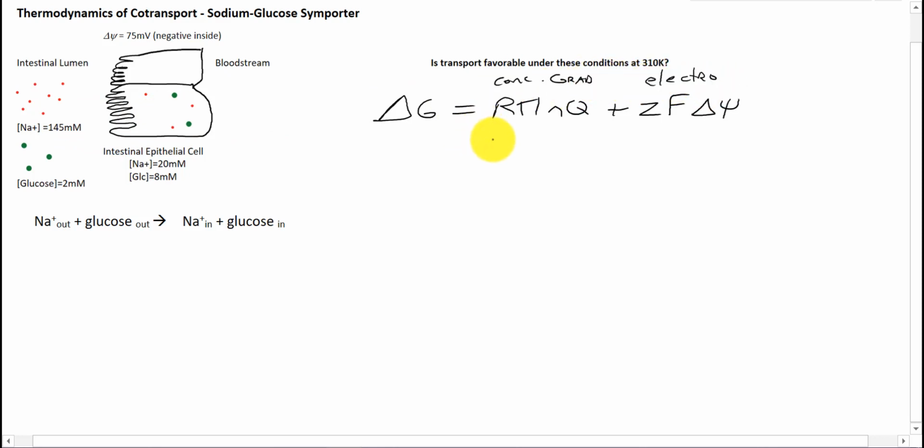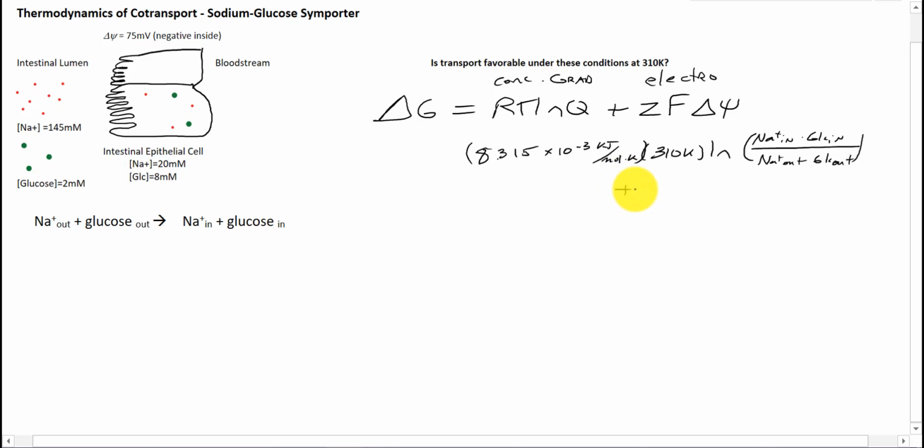So if we start plugging some numbers in, we're going to end up with our RT, 8.315 times 10 to the negative third kilojoules per mole Kelvin. And we're at 310 here. And our natural log of our reaction quotient. Remember, products over reactants, so sodium times glucose on the inside, all over sodium on the outside, times glucose on the outside.